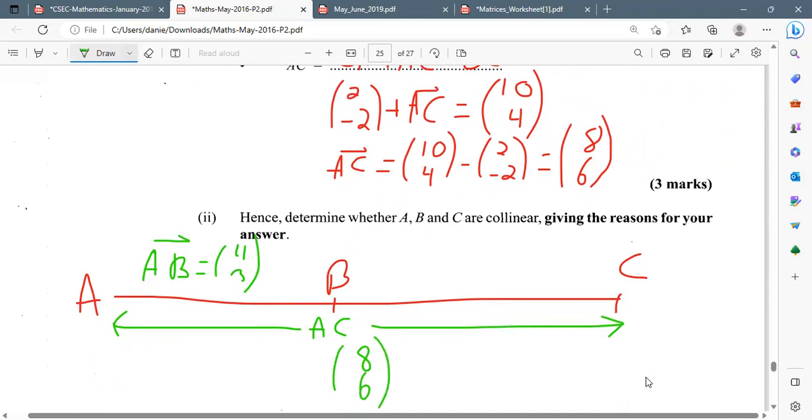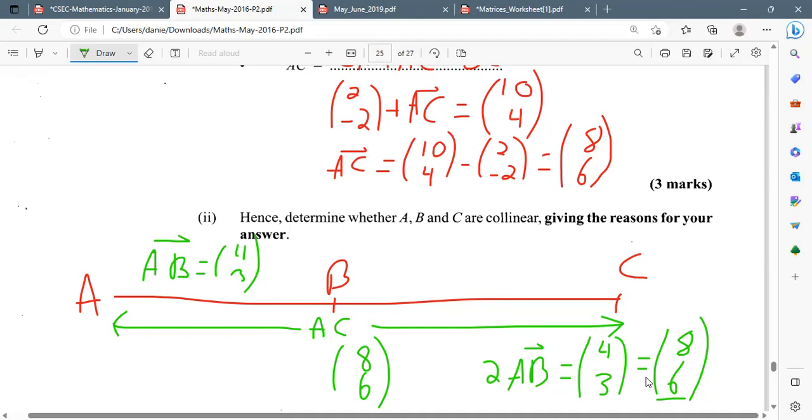So you can clearly see that if I multiply AB by 2, so 2AB, that will equal (4, 3) times 2. If I multiply 2 by 4, I get 8, and 2 by 3 is 6. And that's AC. So since 2AB is equal to AC, they are collinear. They lie on the same line because one is a piece of the other one.